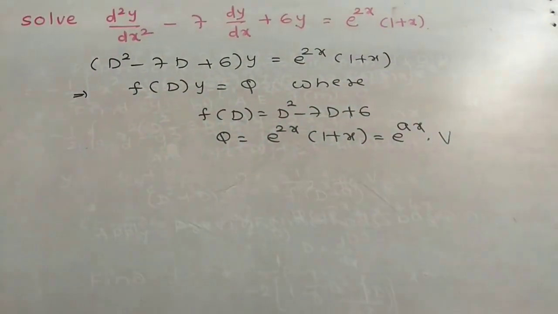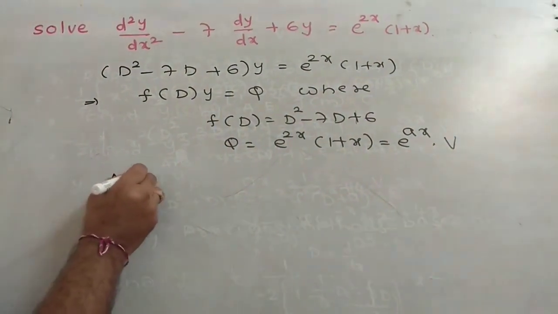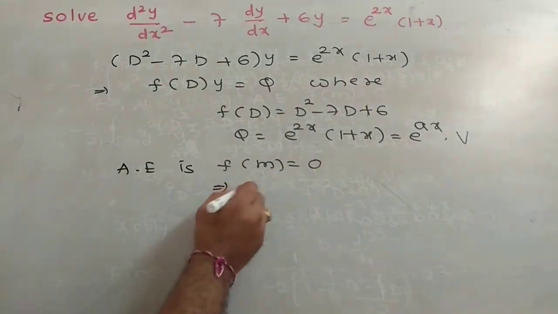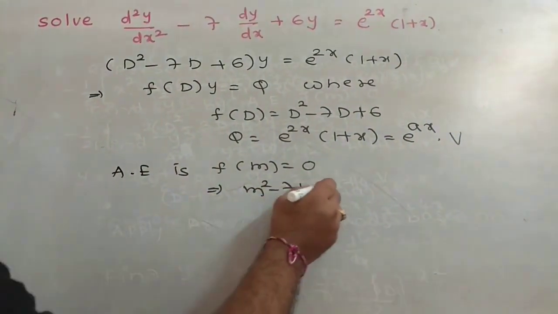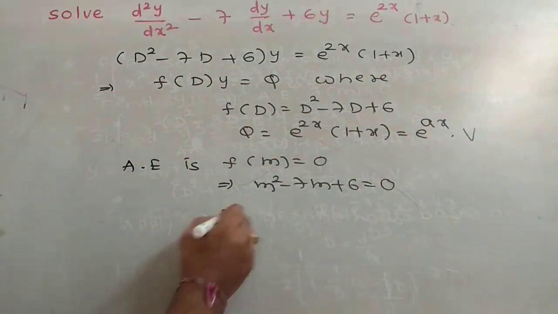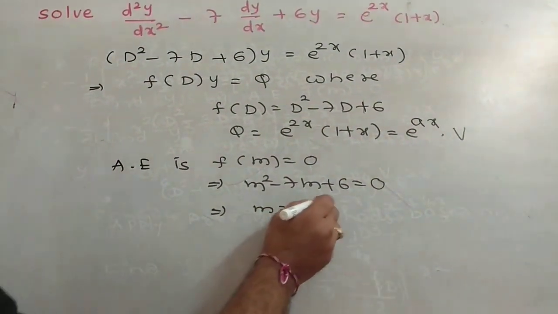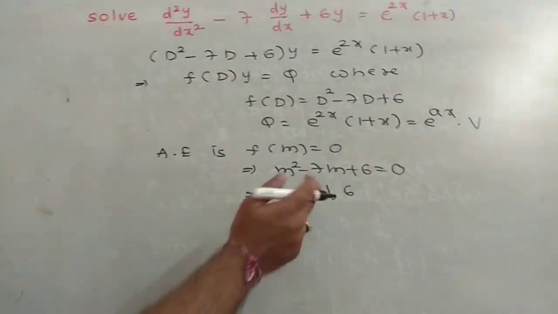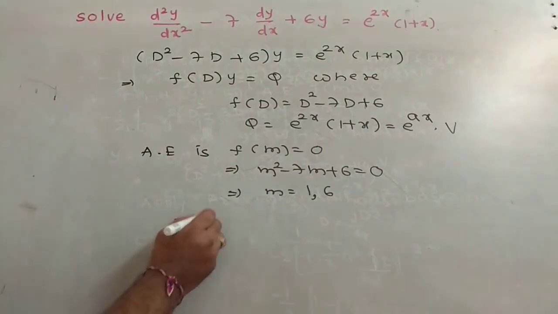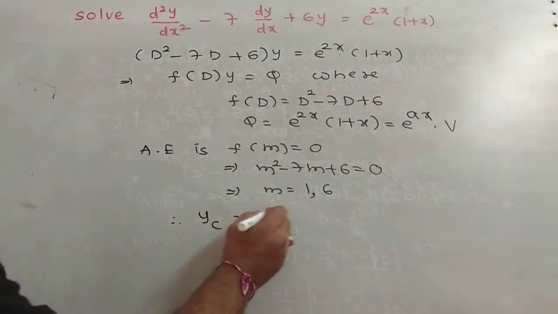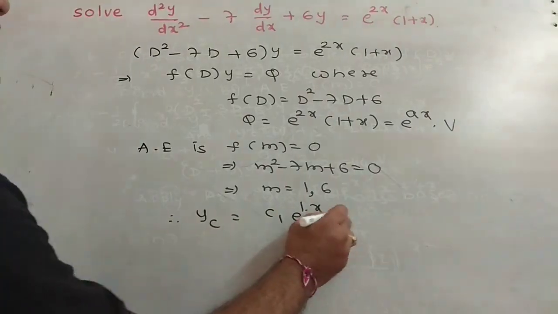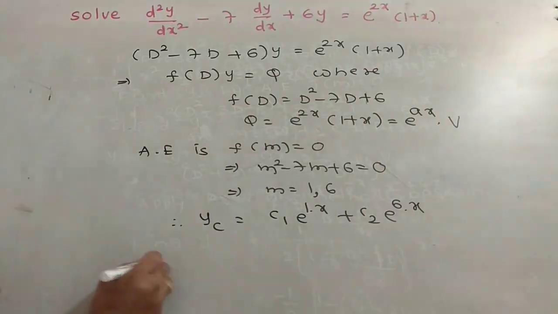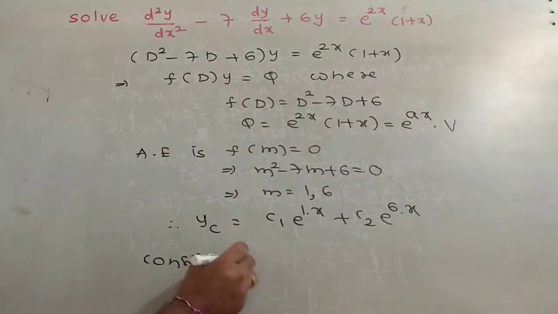So once you get that symbolic form, the auxiliary equation formula is f of m equal to 0. So directly m square minus 7m plus 6 equal to 0. So we can expect 2 roots for m. By the calculator directly you will get the answer 1 and 6. So roots are real and both are distinct. Therefore you are getting the complementary solution yc equal to c1 e power 1 into x plus c2 e power 6 into x.